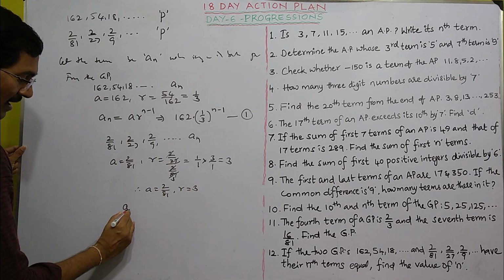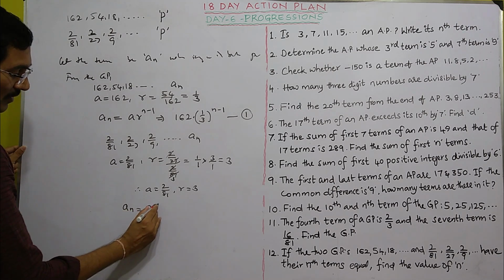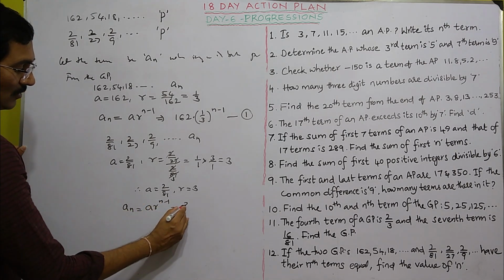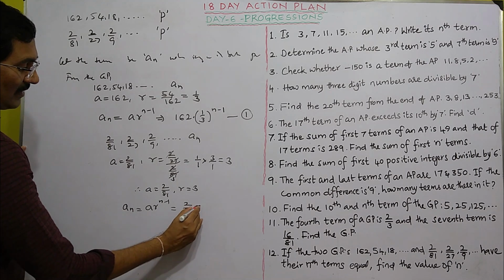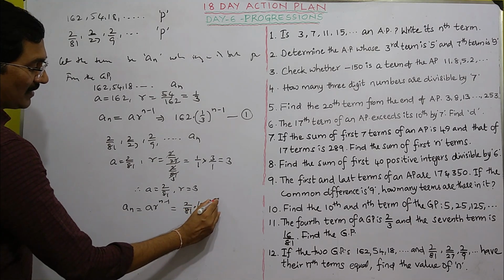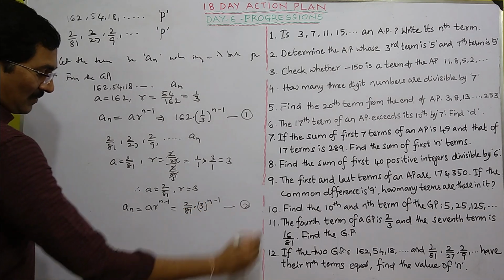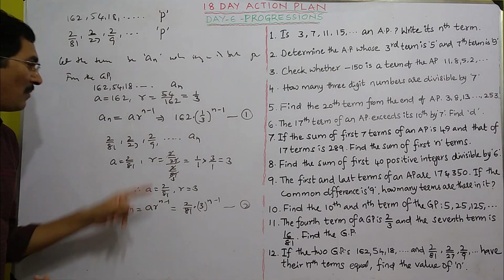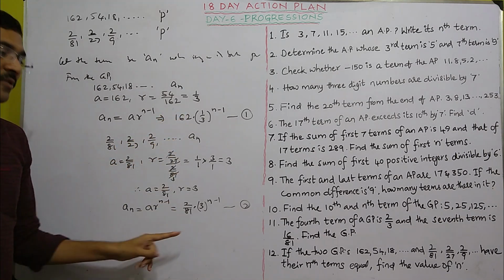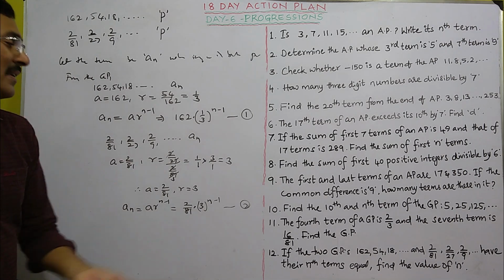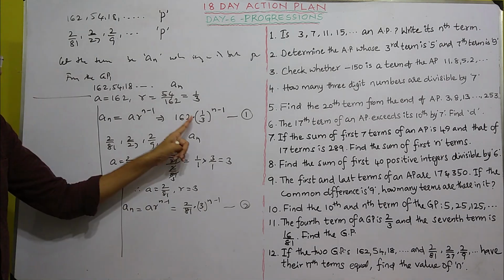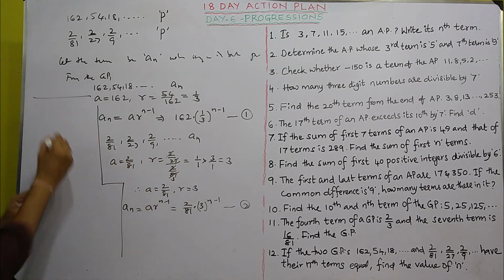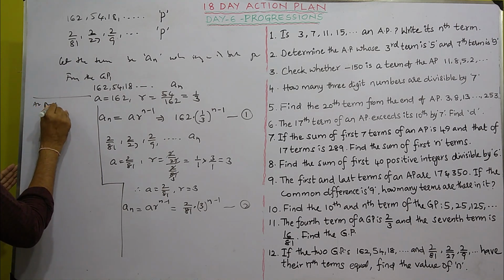Now a_n is equal to a r to the power of n minus 1. That means 2 by 81 into 3 to the power of n minus 1. This is the nth term. But as per the problem, both are equal. So here we have to equate them. Let us see how we can do. This and this both are equal as per the given data.